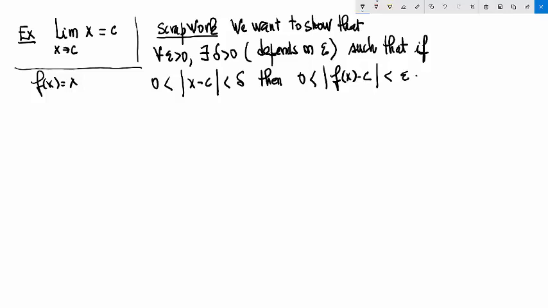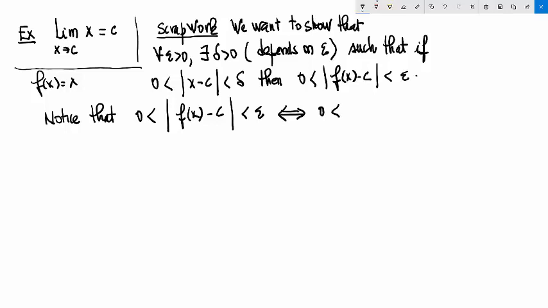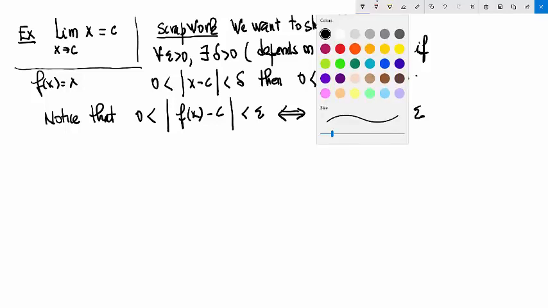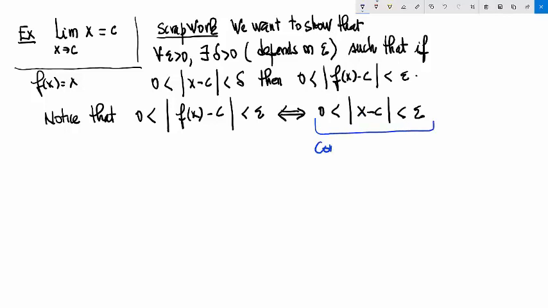Now notice that this statement here, zero is less than |f(x) - c|, which is less than epsilon, is actually equivalent to the statement zero is less than |x - c|, which is less than epsilon. And so our conclusion is equivalent to our hypothesis.